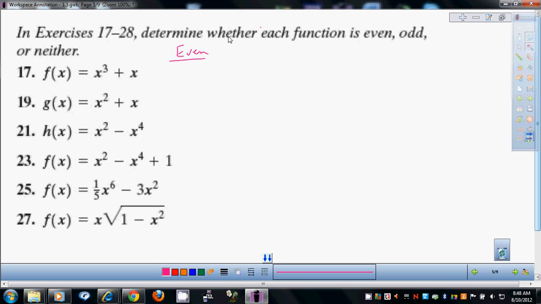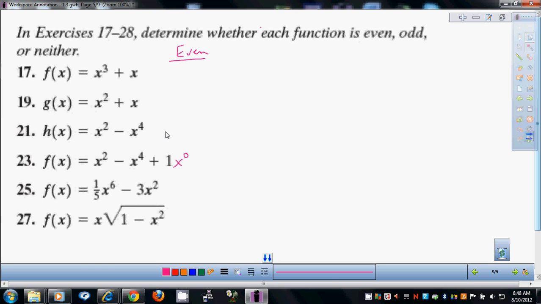Which of these do you think will be even? I can't hear you. 21. That's right. It will be even. They're both even. What else? 25. You're right. Because 23, couldn't you write this as x to the 0, which is also even? So you're right. 21, 23, and 25 are even.